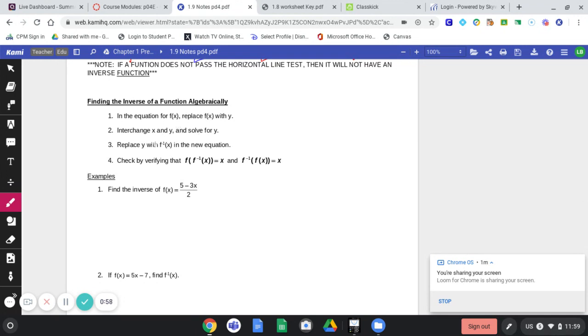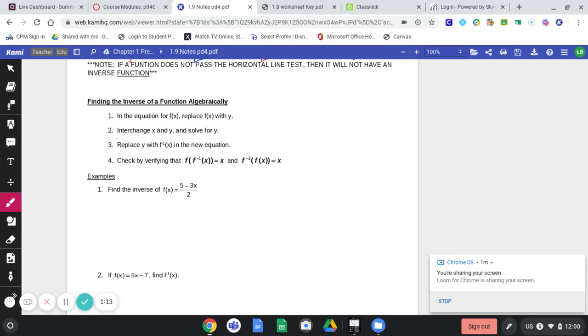And then finally, you're going to replace it with f inverse of x, and then you can always check it by doing the composition both ways. That part is optional, but obviously that's a great way to double check your final answer.